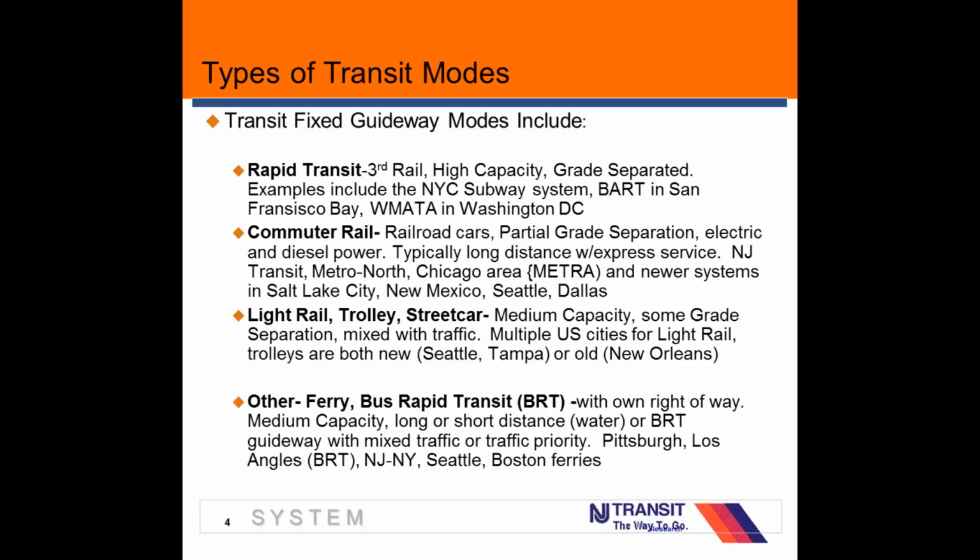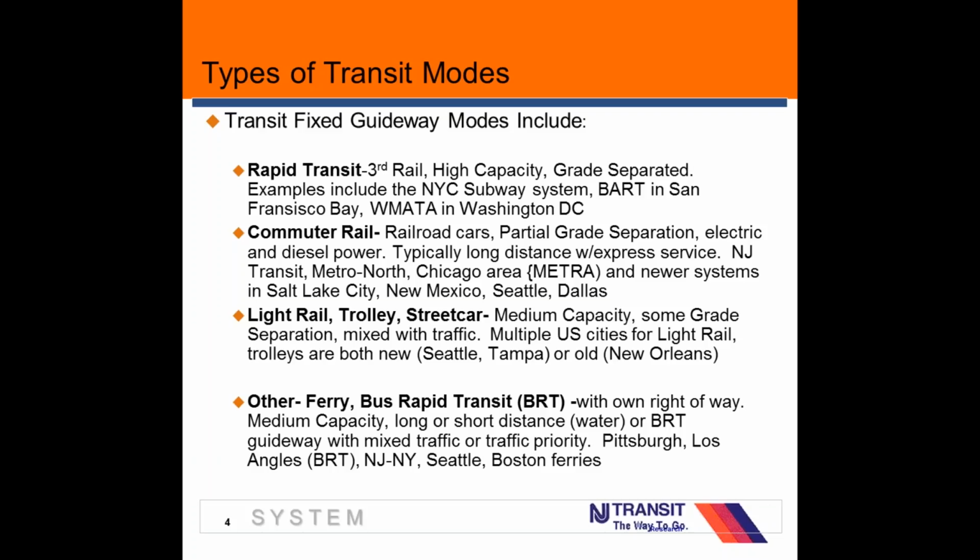Another one is light rail, which includes trolley and streetcar. These are medium capacity with some grade separation, but they also can mix in with traffic. There are multiple U.S. cities that have built light rail, especially since the mid-1980s. Also there are trolleys that have been built, like in Seattle and Tampa, or existing historic trolley systems like in New Orleans and Boston.